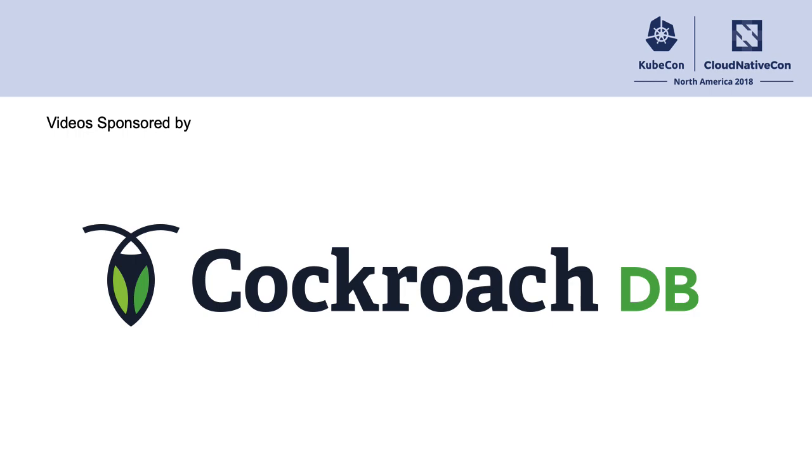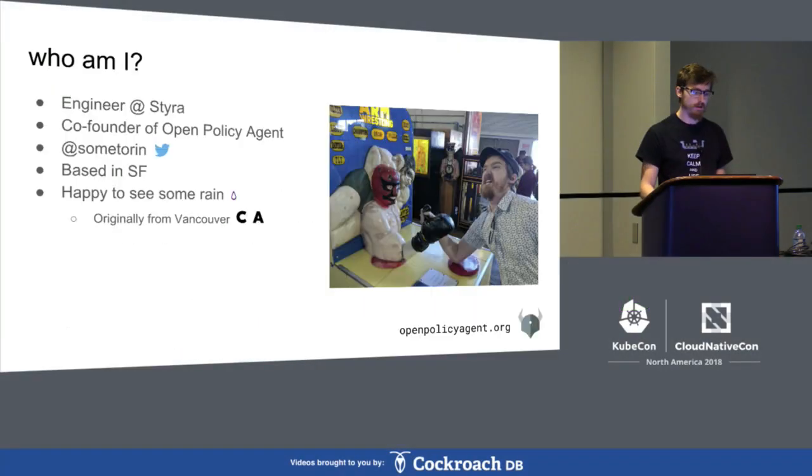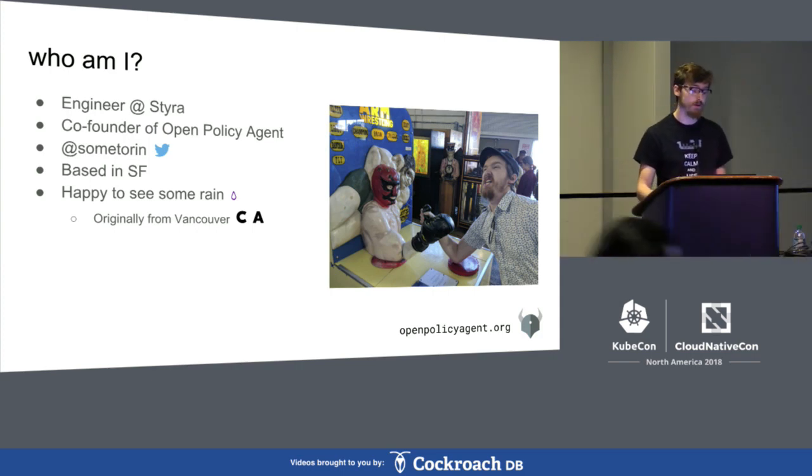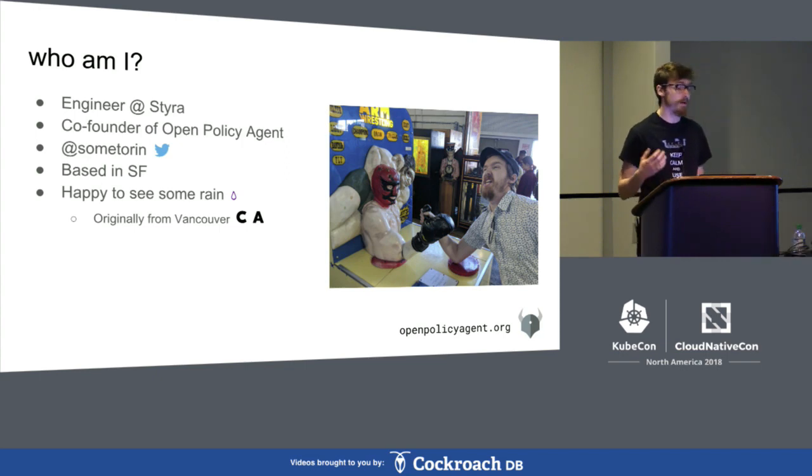So thanks for coming. This is the deep dive session for the Open Policy Agent project. I'm Torin. I'm one of the co-founders of the project and one of the core contributors to it today. I'm also an engineer at Styra. Styra is one of the companies that supports the project. I'm based in SF, and so if you want to meet up and talk about policy or authorization or OPA, feel free to just reach out to me. That's my Twitter handle. You can get a hold of me there.